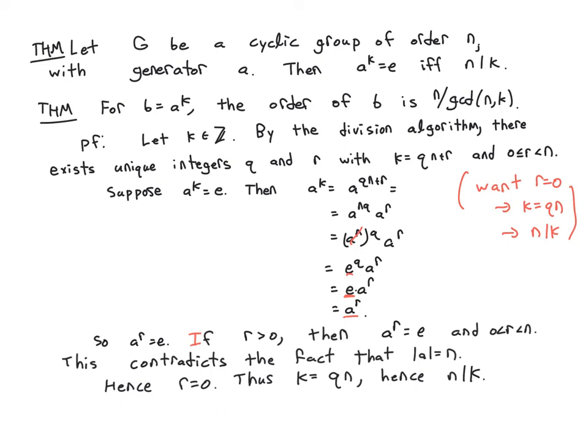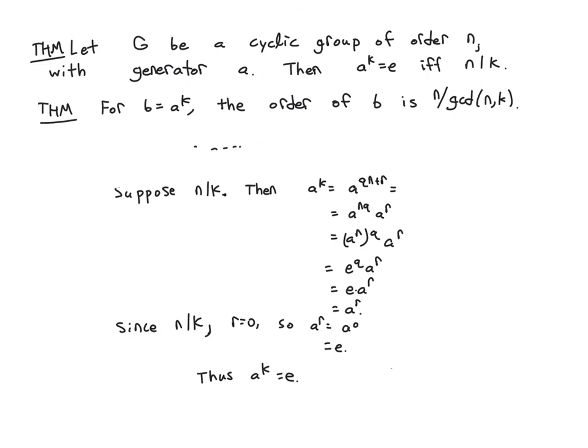We need to show what happens with the opposite. Supposing n divides k, conclude that a to the k is the identity. Well, now let's do the reverse direction. So now we're assuming n divides k. So suppose n divides k. We want to prove that a to the k is the identity.